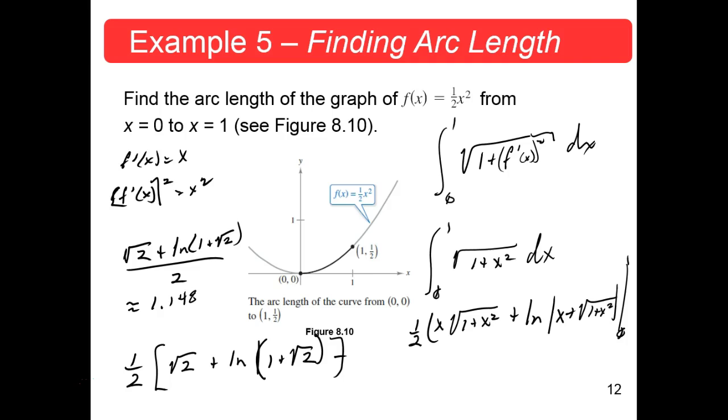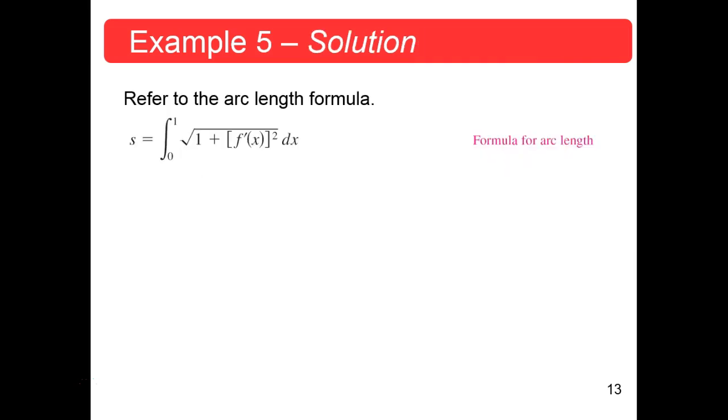Let's see if they did it any differently. Okay. Refer to the arc length formula, which Anthony knew right off the top. S is equal to the integral from 0 to 1 of the square root of 1 plus f prime squared dx. So, without showing you, over here on the right, they say f prime is equal to x, so that would be the integral from 0 to 1 of the square root of 1 plus x squared dx.